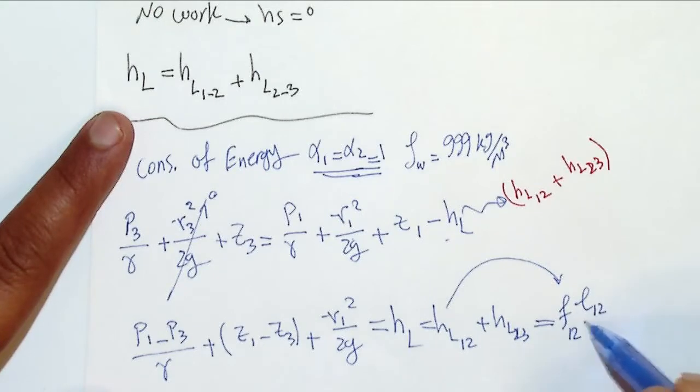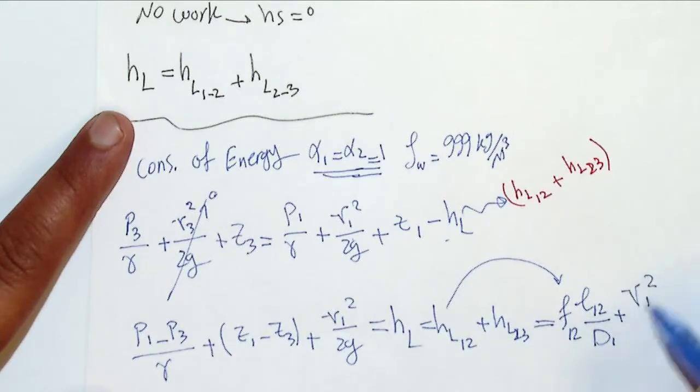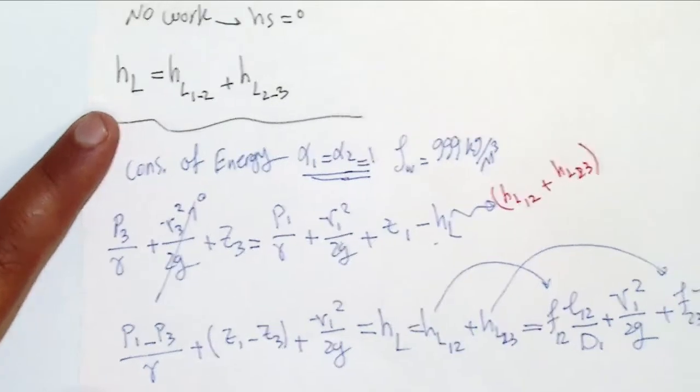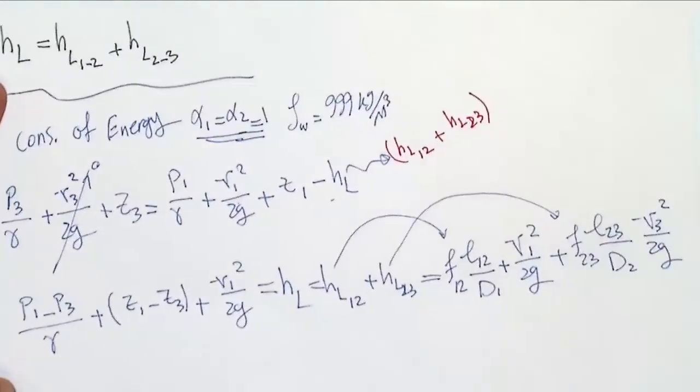L12 over D1 plus V1 squared over 2g, right? And the second term here is going to be F23 L23 over D2, D2 or D3 are the same, so V3 squared over 2g. That's the second term, right?